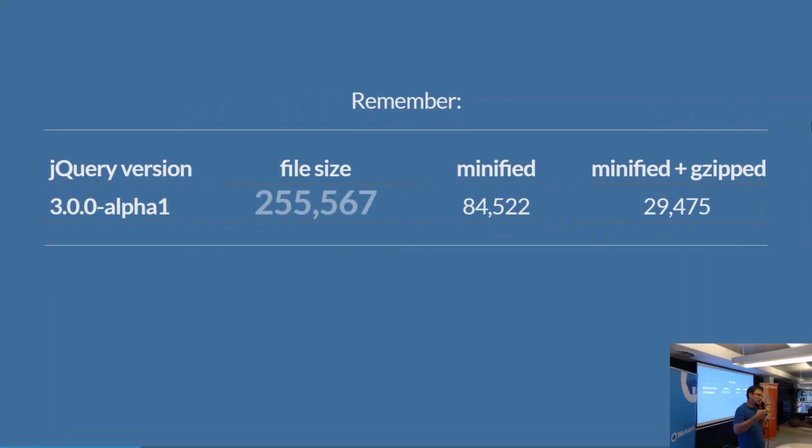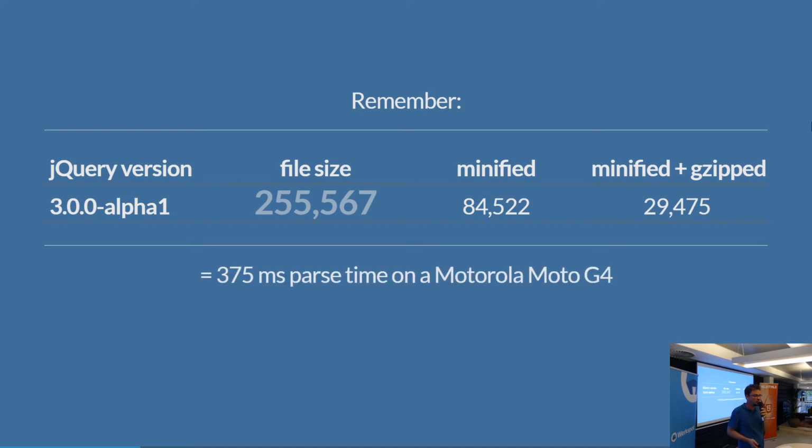So coming back to the file sizes of jQuery, this maps into almost 400 milliseconds parse time on a standard Motorola, and the minified and gzip version is half the time. So it's still close to 200 milliseconds, and that doesn't sound like much, but that's just parse time of JavaScript, and not the parse time of jQuery plugins that are put on top and stuff like that.